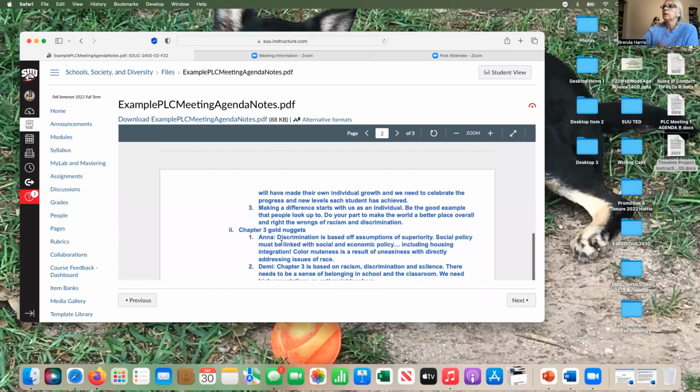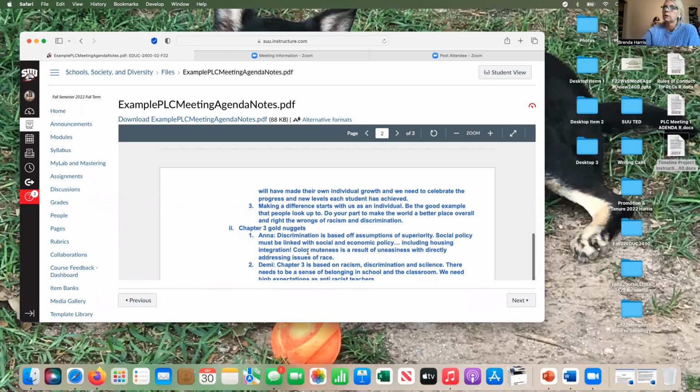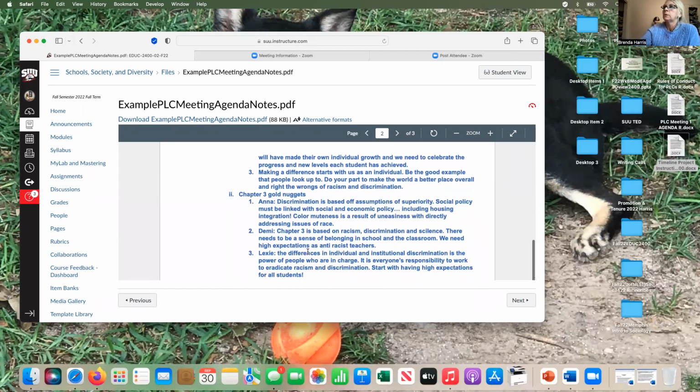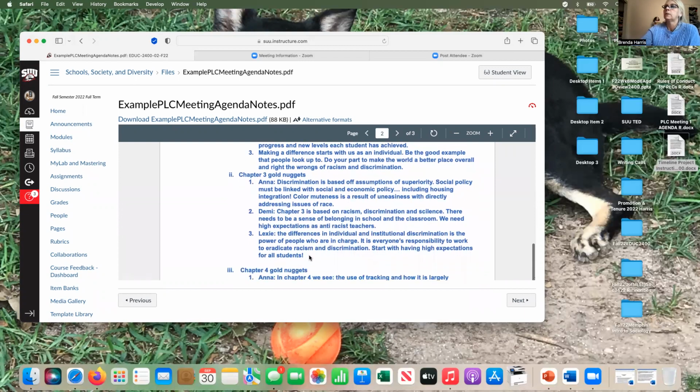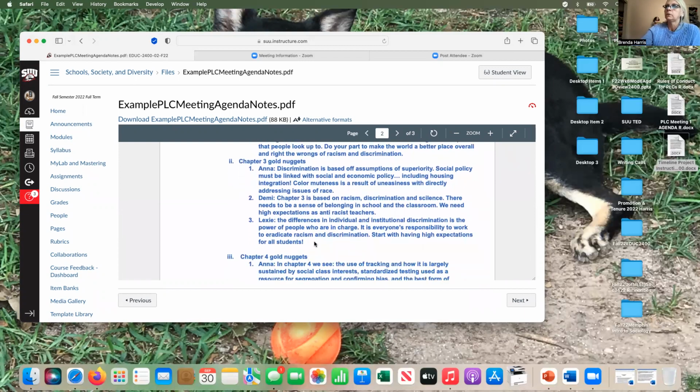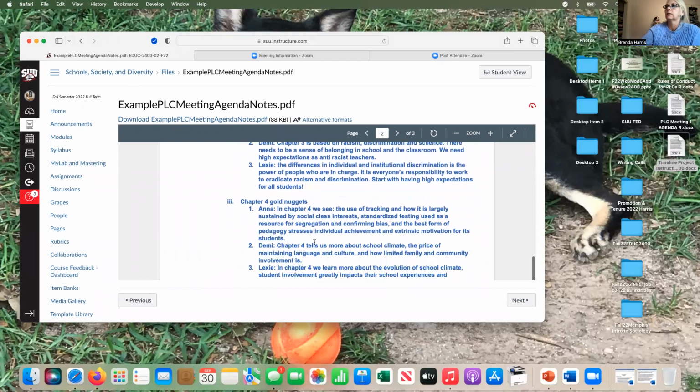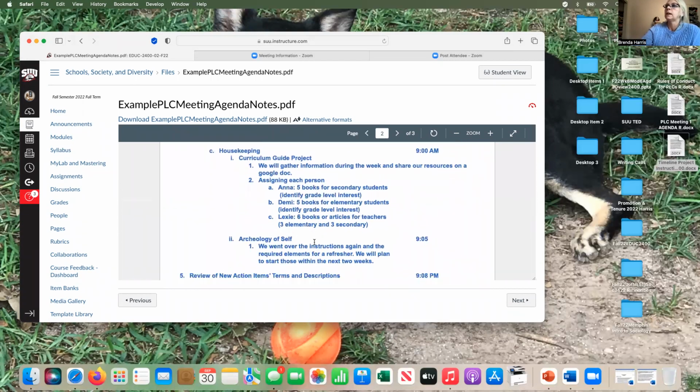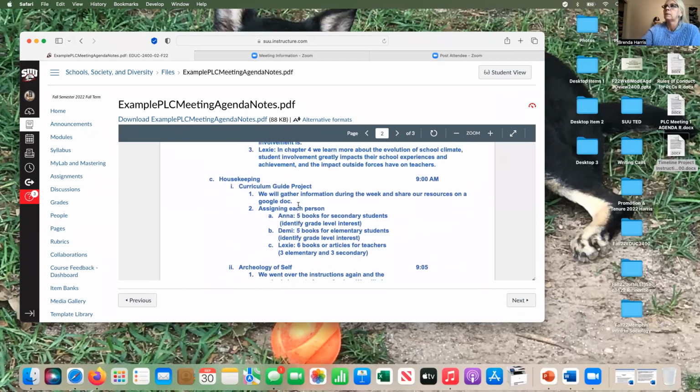And notice here that I know that Anna was the one who was talking about discrimination based off of the assumptions of superiority. So I knew that's what Anna was contributing. Then Demi contributed this and Lexi contributed that. You can see how they're building on each other and working together. And they do the same thing throughout the rest of the document.